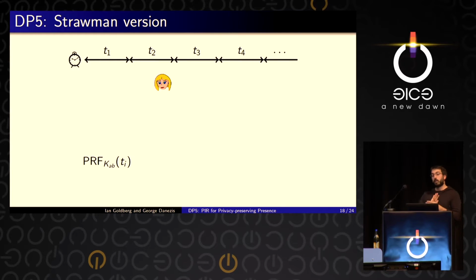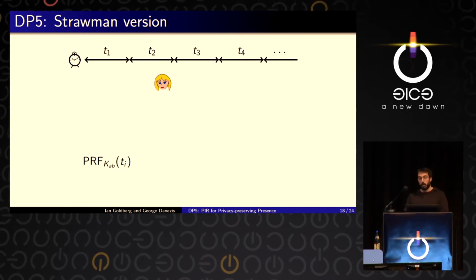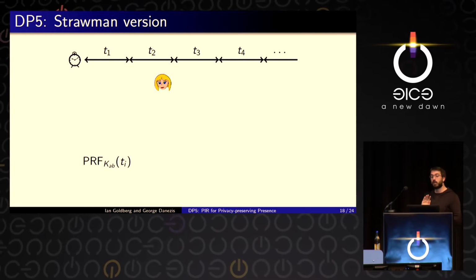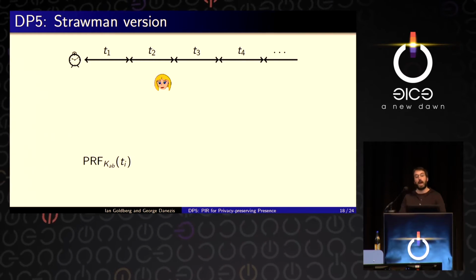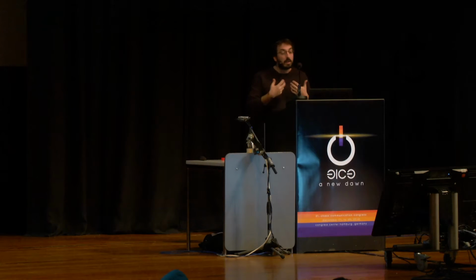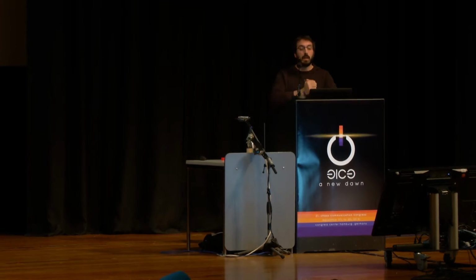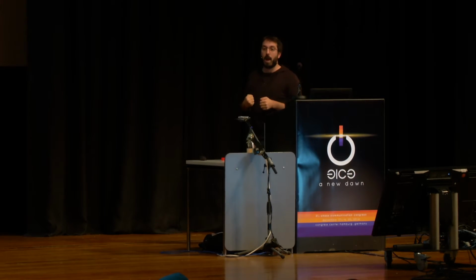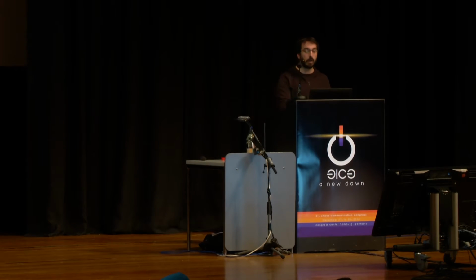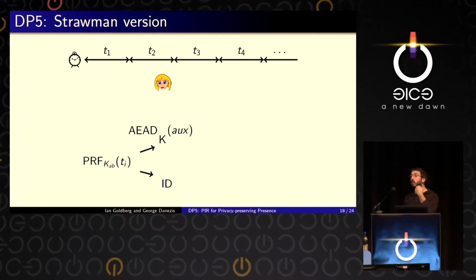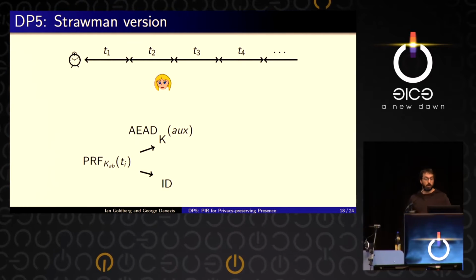So Alice, when she needs to register, first of all takes a key she shares with Bob, the key of Alice and Bob, and using a pseudorandom function, which you can think of as a keyed hash function, basically applies that to the time epoch i and gets two things. First of all, she gets an ID for Alice's presence at this time period, and she also gets a symmetric key K.